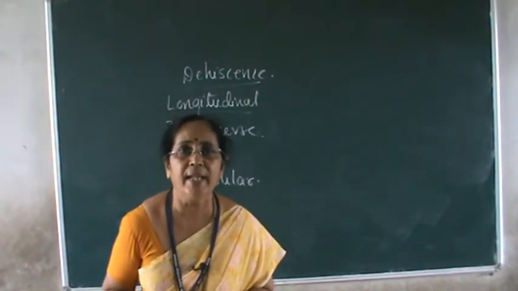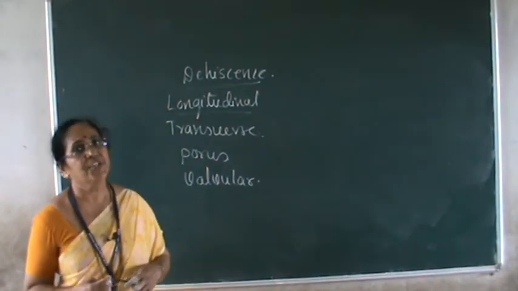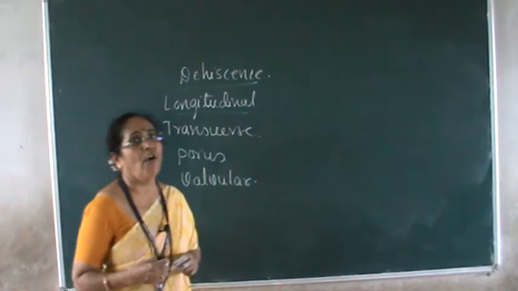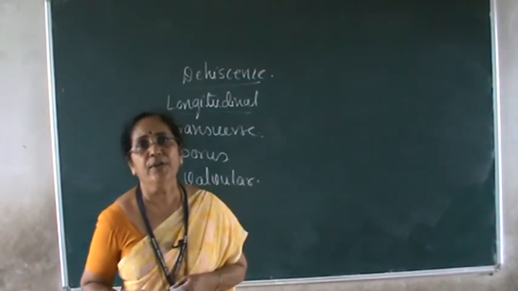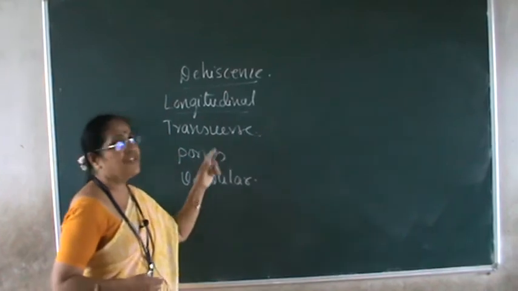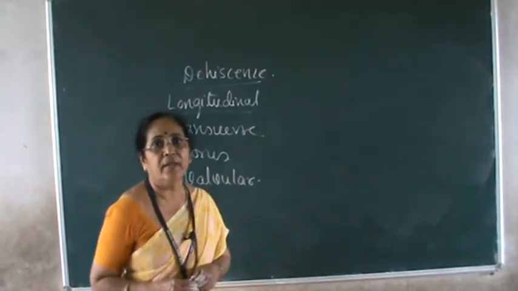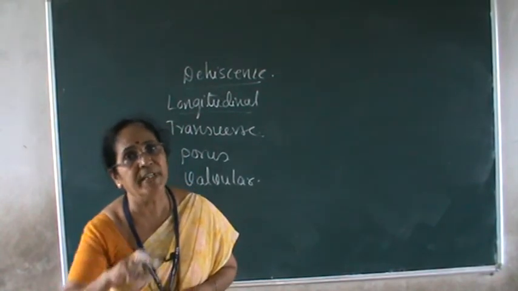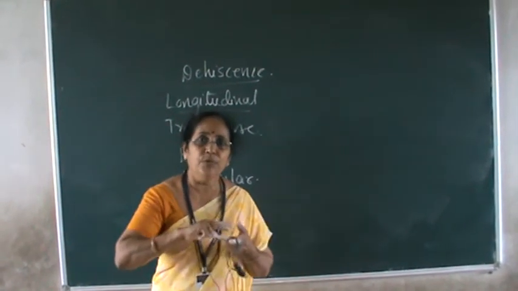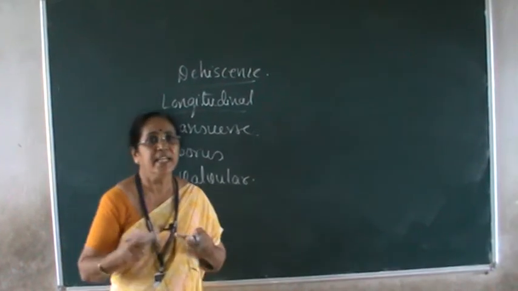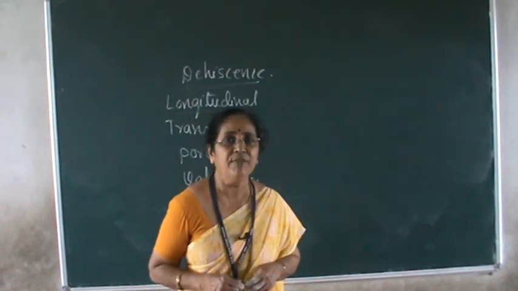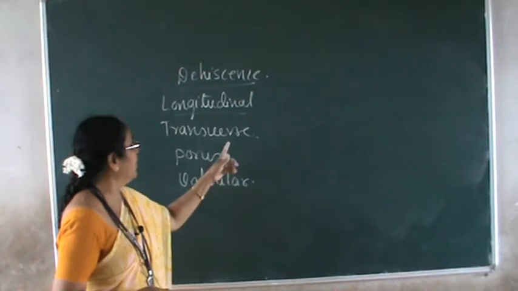is going to develop over the anther wall and the pollens are going to be discharged, and all flowers with long anthers are an example for longitudinal dehiscence. The second is called transverse. This is a specialty of some flowers. So it is going to break open transversely, releasing the pollens into the external environment. So it is called transverse kind of dehiscence.